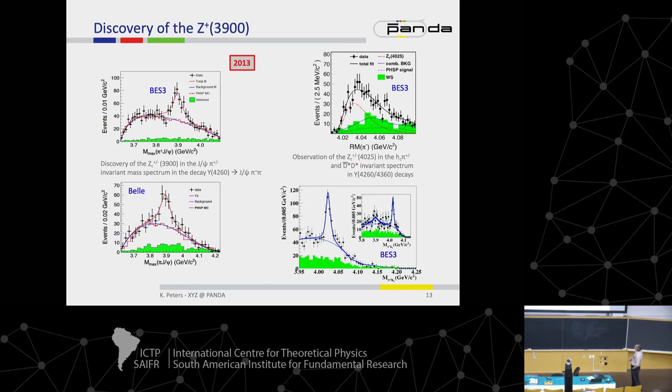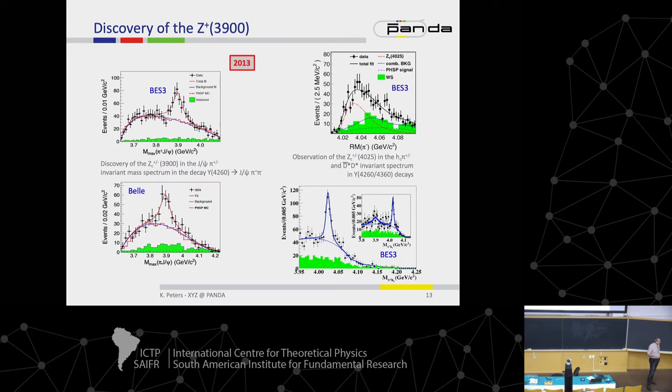The other important step was then exactly 10 years later, also in a reaction which favors the production of charmonium systems, but with the interesting aspect that looking into a charmonium, the J/ψ plus additional pions, you find actually a signal which has to have charge, but comes from a reaction which in principle can only produce charmonium. So that's why they called it a charmonium-like structure. It has charge, 3,900 MeV as a mass and reasonable width, not too narrow, but also not too broad, was easily identified and verified then by other experiments.